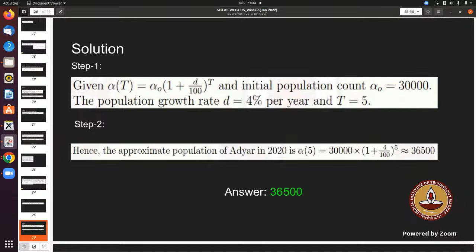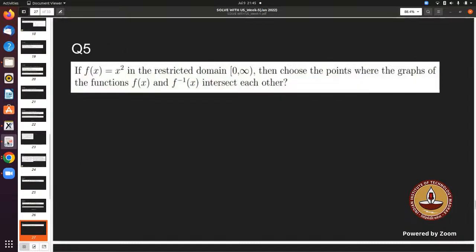Okay? Is it clear to everyone? This is just putting in all the values and calculating, nothing else. Okay? Does anyone have any doubt in this? No? Okay, so I'm moving forward.